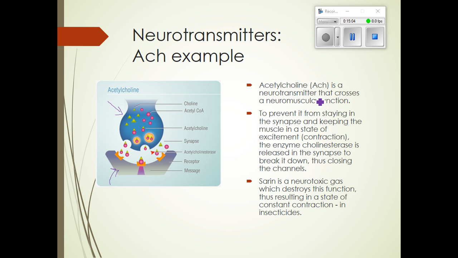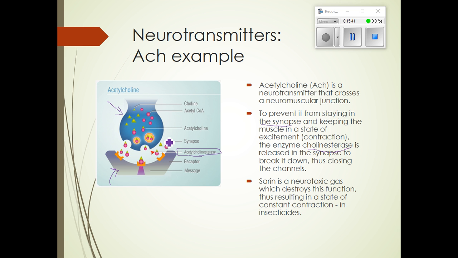Now, for most neurotransmitters, we need a way to get rid of them. We don't want them to stay in the synapse. In the case of acetylcholine, it would keep your muscles in a state of permanent excitement or permanent contraction. So there's a mechanism to help get rid of them. There's an enzyme called cholinesterase or acetylcholinesterase. It's this little red triangle here, a little enzyme. It will help acetylcholine, the neurotransmitter, break down.